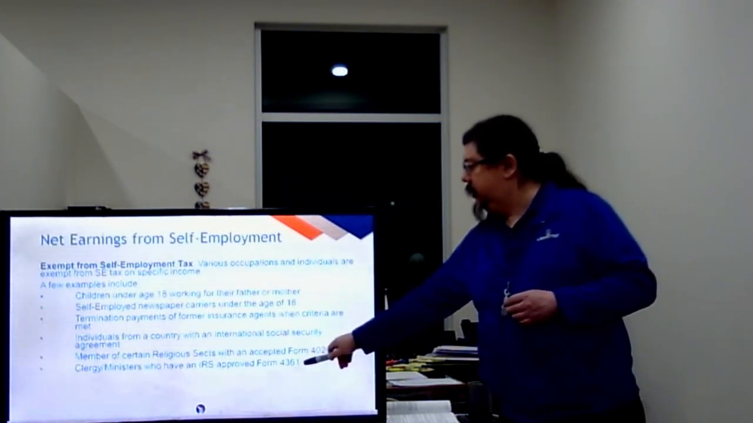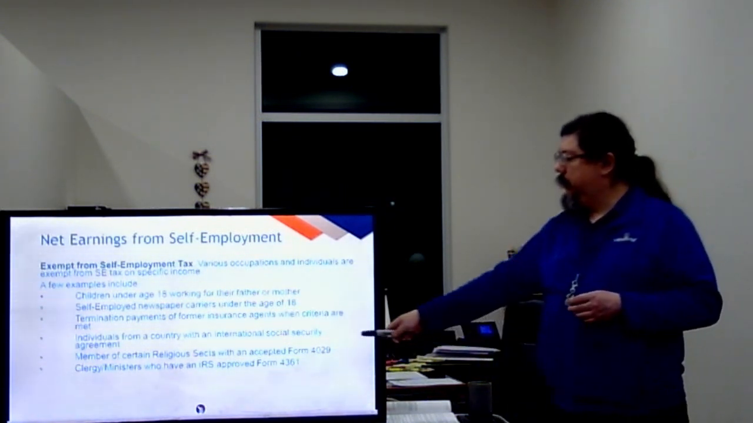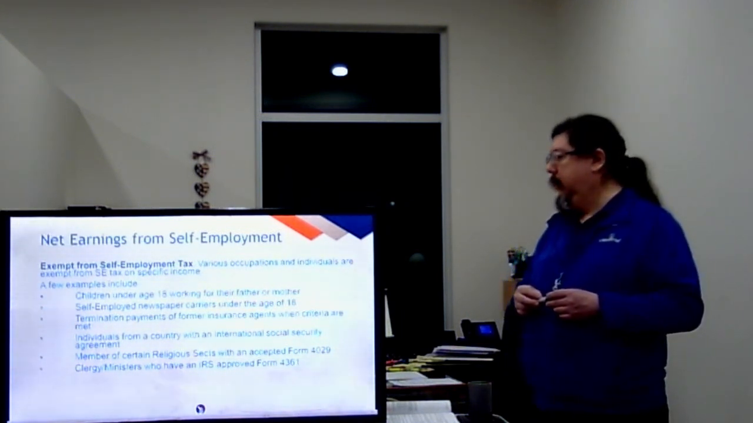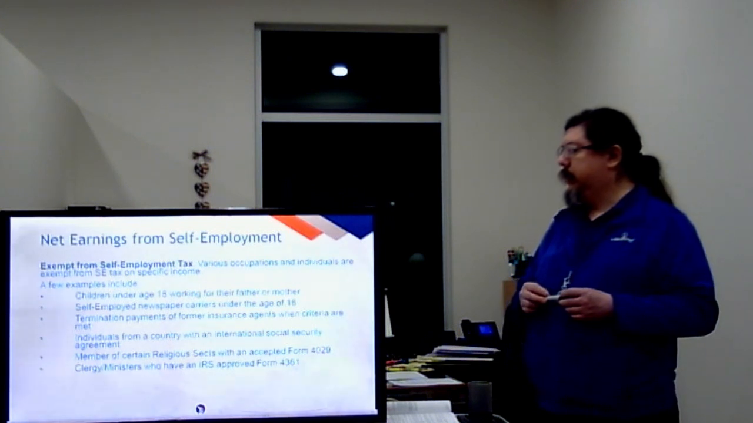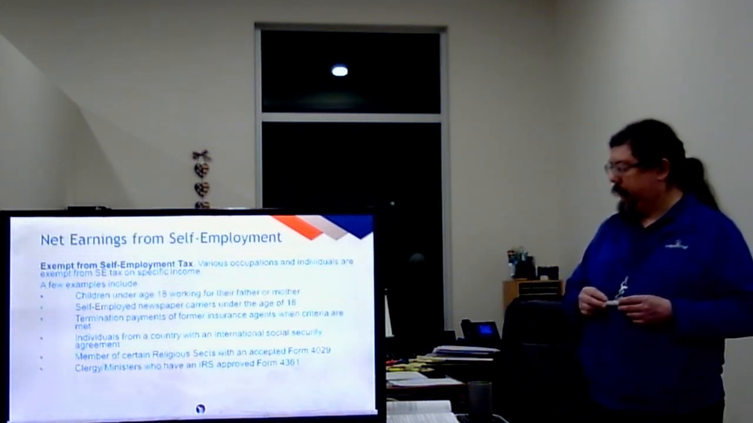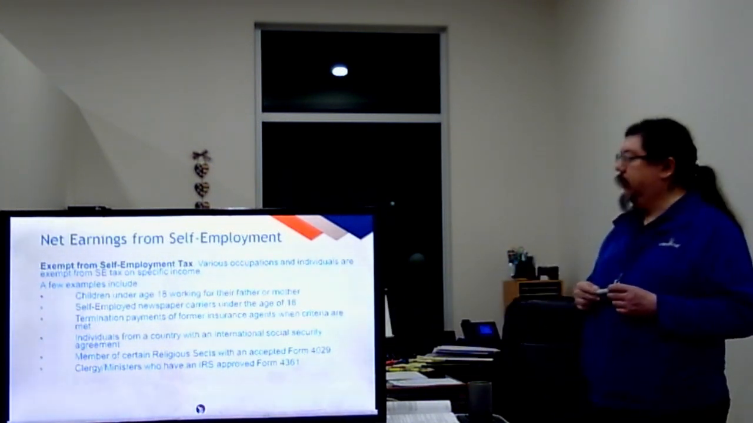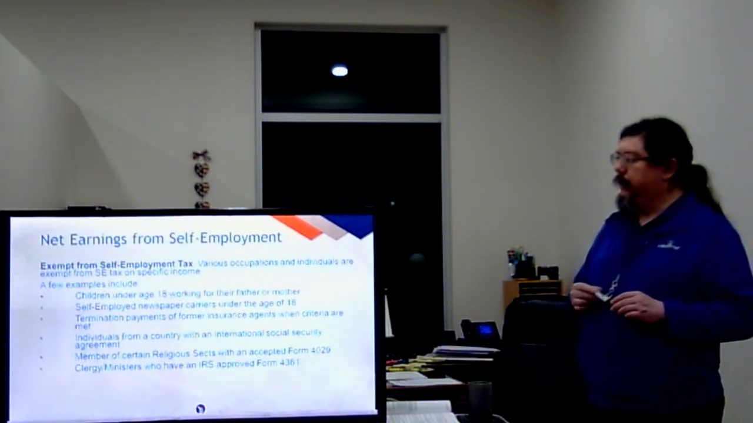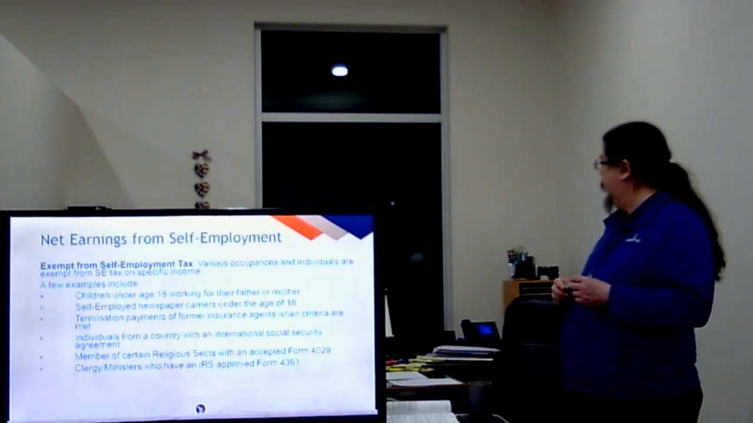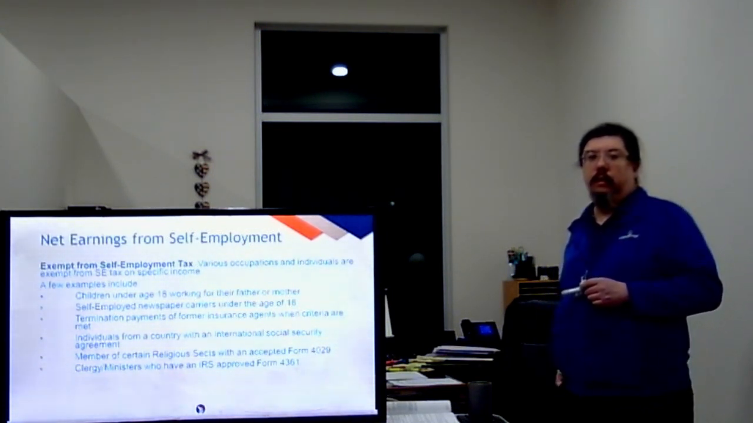And then these two forms, very rare. 4029 is something like a vow of poverty. If you've taken a vow of poverty and you're working for a church, you don't have to pay Social Security and Medicare tax. And then 4361 is another form. If you're a member of the clergy or a minister, you can opt out of Social Security and Medicare tax. Is that because the understanding is that that organization has got you covered?